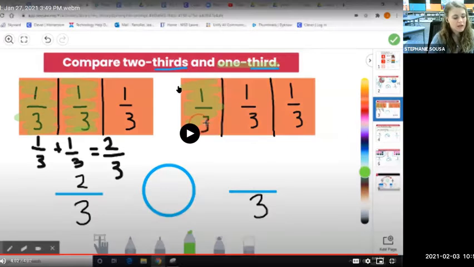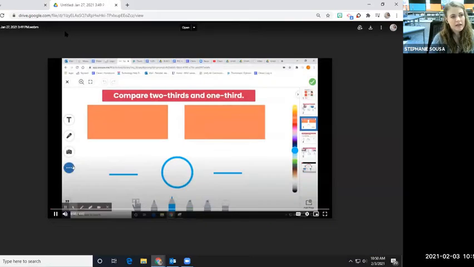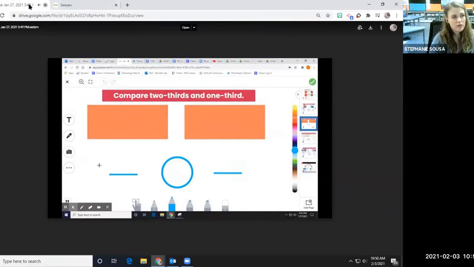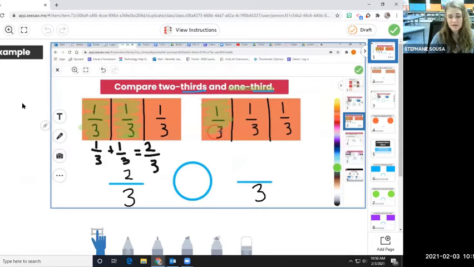All right. A lot of you have told me, Miss Sousa, I get it. Okay, I get it. And you're right, you do get it. But your world is getting ready to change tomorrow when those denominators are different. So we want to make sure that you understand the process of how to make that decision. Okay, so we're practicing the process today.